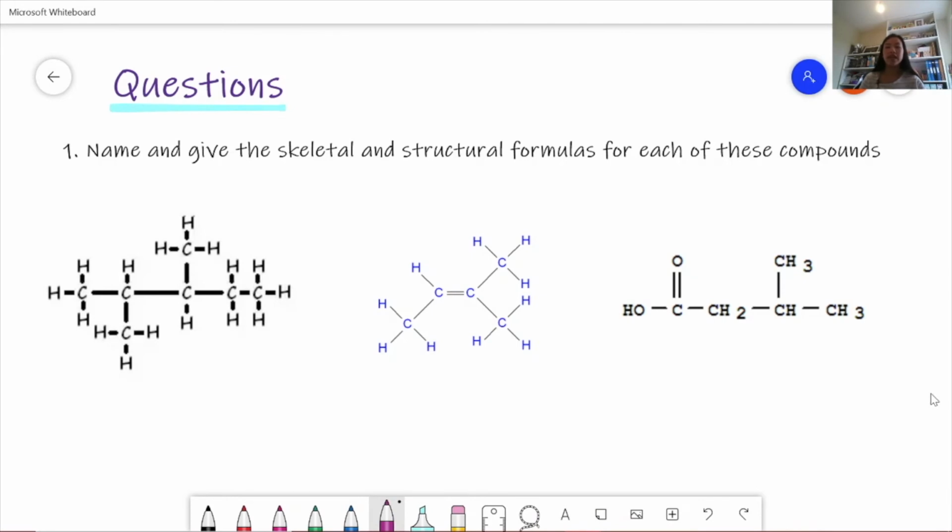So for question 1, name and give the skeletal and structural formulas for each of these compounds. So first, we can start with the structural formulas because it's probably the easiest. So we read from left to right and we just write what we see basically. So first we have this CH3 group. So we have CH3 and then we have a CH with a branch chain of CH3. So how we write that is we write CH and then in brackets we have CH3. And then we have the same thing. And then CH2 and then CH3.